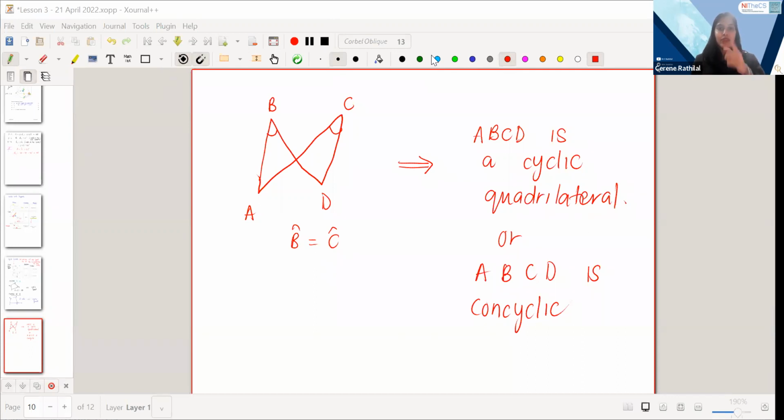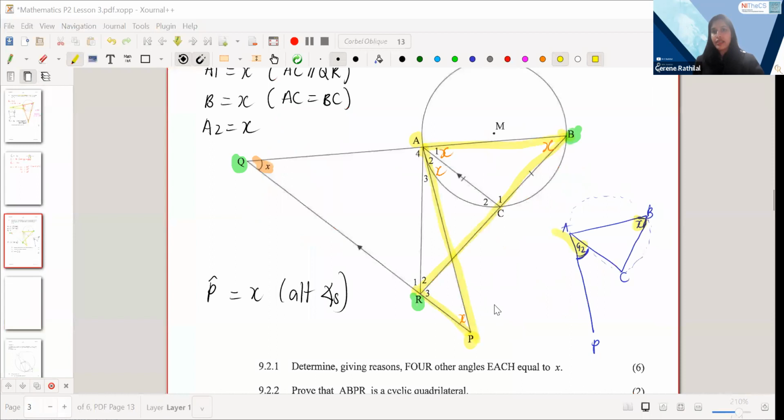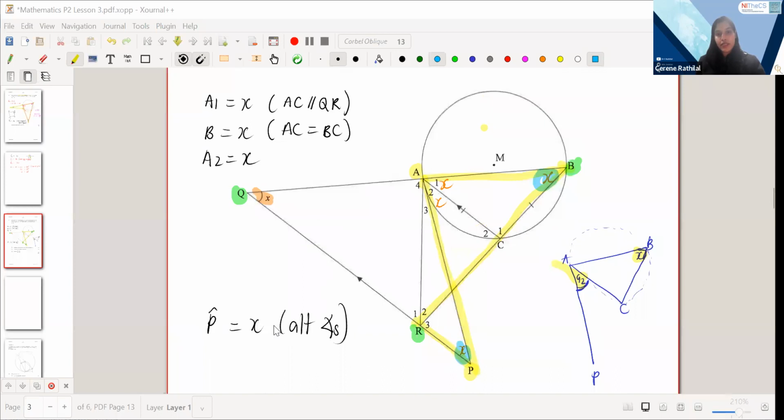Oh, angles in the same segment, converse. Yes, that's precisely what we want to do. Wonderful. Let's go back to the question. So we've got our butterfly picture. There it is. And observe that what we require is already there, right? So we've got X and we've got X, angles in the same segment, the converse of it. So clearly they're in the same segment, we've got X and X. B is equal to P as we had proven in 9.2.1, there it is here, B is X and P is X.